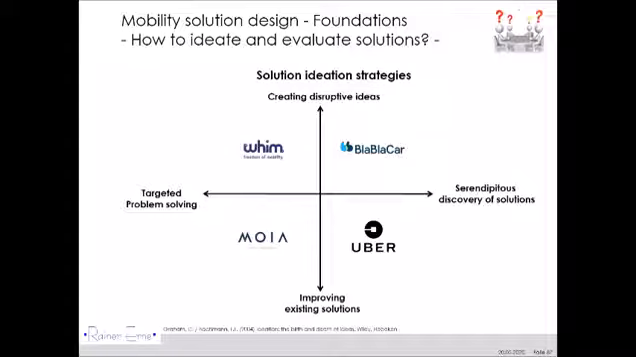The other method is not so systematic. It's called serendipitous discovery of solutions. And this has more to do with engaging with the stakeholders and coming to an idea without a systematic procedure. And both is possible in innovation management. And I will also show you two examples of that. So that's just in order to bring a bit of order into the methods you could employ for the ideation phase.